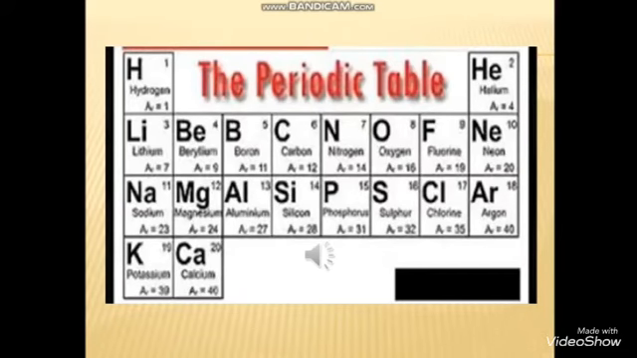This is the simplified version of the periodic table which shows 20 elements. The horizontal rows are called periods. Period 1 consists of hydrogen and helium. Period 2 is from lithium to neon. Period 3 is from sodium to argon. From period 4 we take 2 elements, and these elements are potassium and calcium.